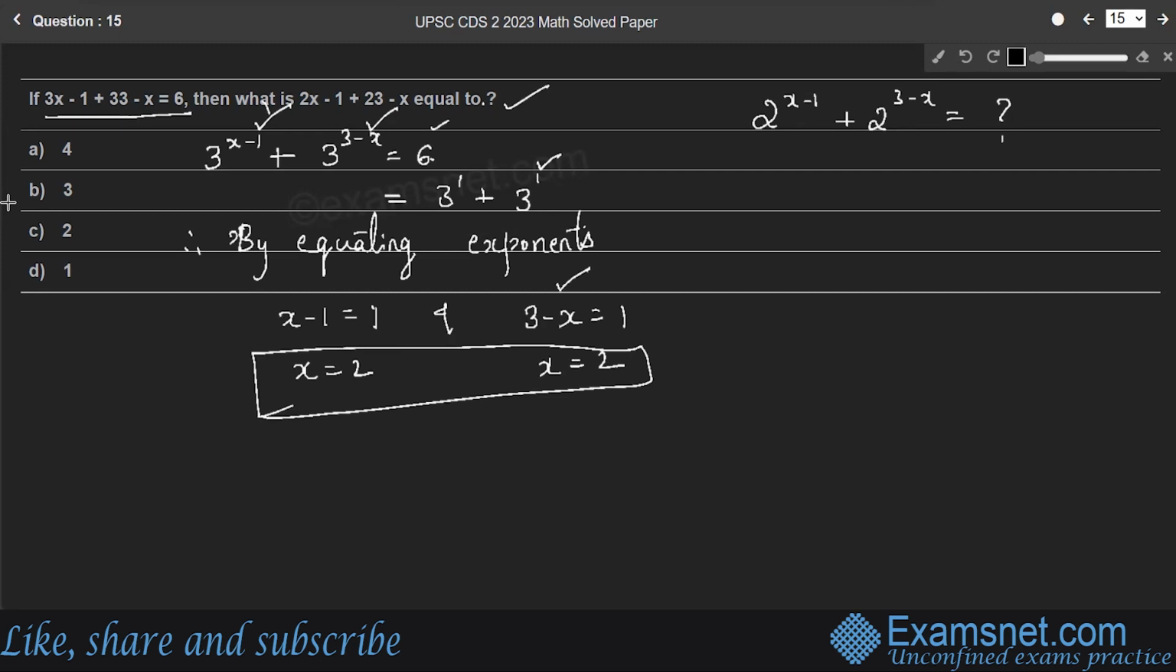Therefore, 2 raised to x minus 1 becomes 2 raised to 2 minus 1, plus 2 raised to 3 minus x is 2 raised to 3 minus 2. Hence, 2 raised to 1 plus 2 raised to 1 is 4. Therefore, option A is the right answer.